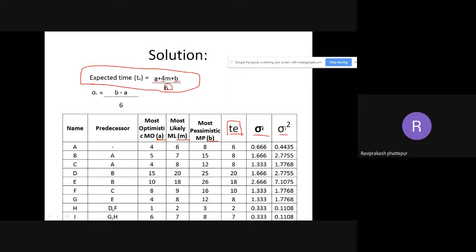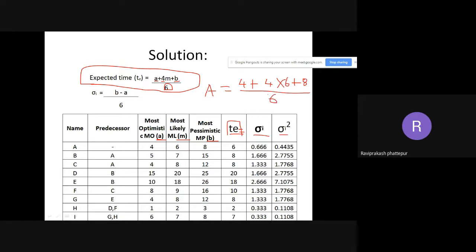So by calculating a plus 4m plus b divided by 6, for a I'll write here. For a is equal to, no need for writing it, because you have already written here. Or you can write te is equal to, and in front of it write this particular equation. Then directly you can write what is a. So in this, a is 4. So 4 plus 4 into what is m? 4 into 6, plus b. What is b? b is 8. So this is 8 divided by 6.